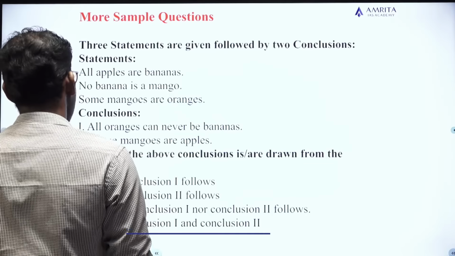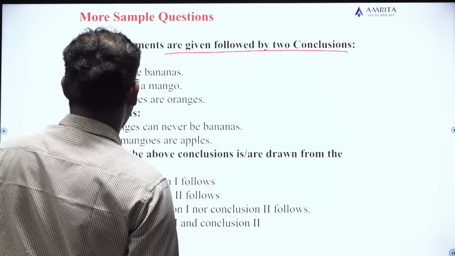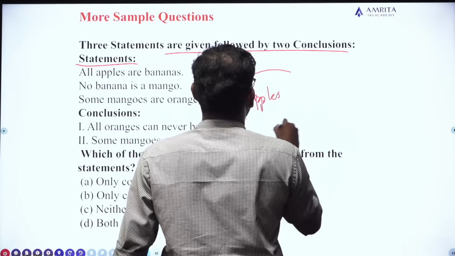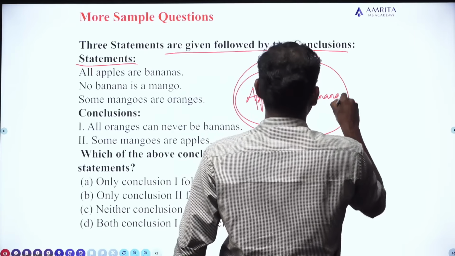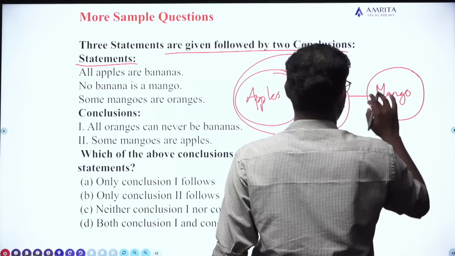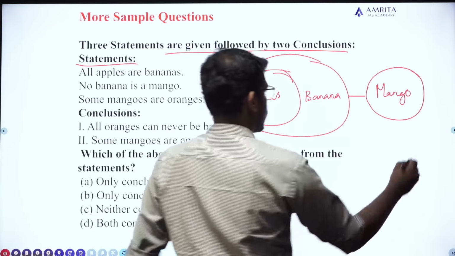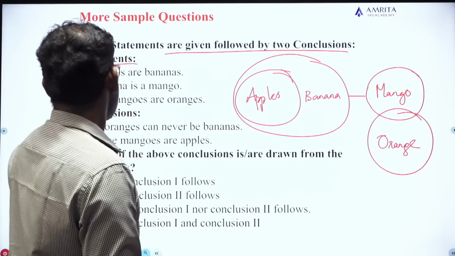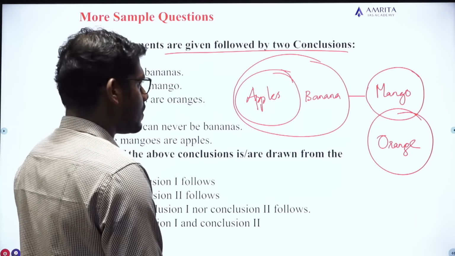The first question is, three statements are given followed by two conclusions. The statements are, all apples are bananas. No banana is a mango. Some mangoes are orange. The first conclusion, all oranges can never be bananas.